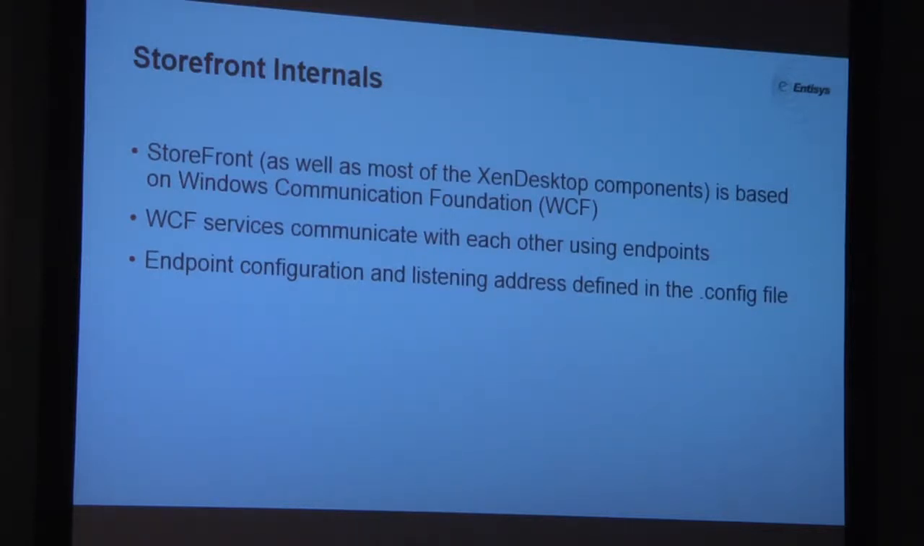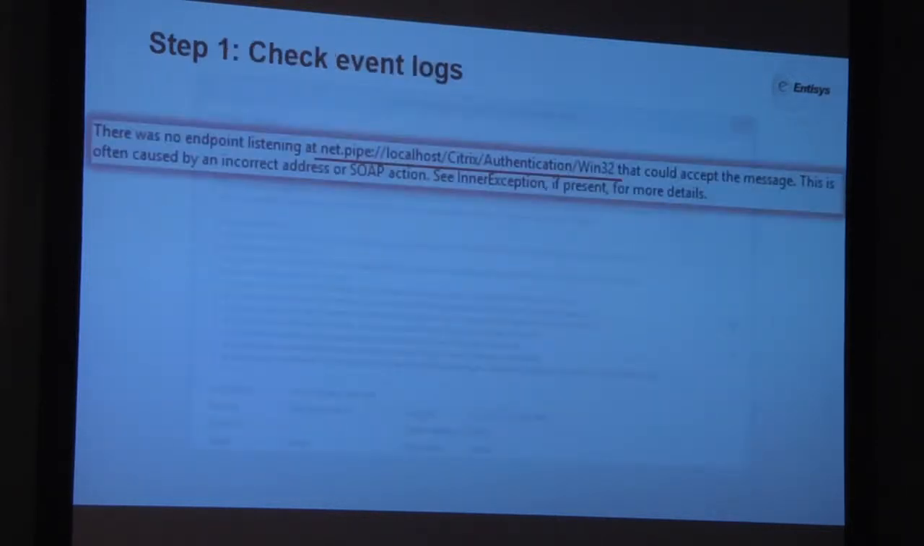This endpoint configuration is configured in the config files that are stored in the same folder where the exe is stored, or where your web application is stored. So if you have this kind of error, there is something that can be interesting for you. There is some URL. Which service is not listening? How can you find which service is not listening and doesn't work?